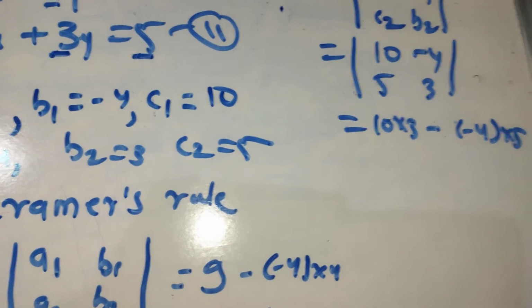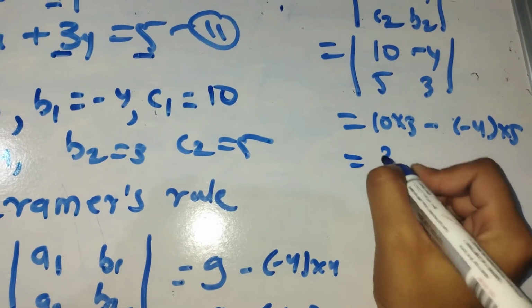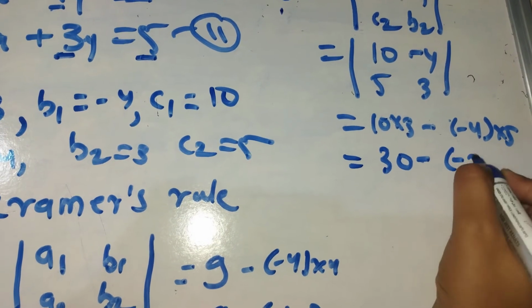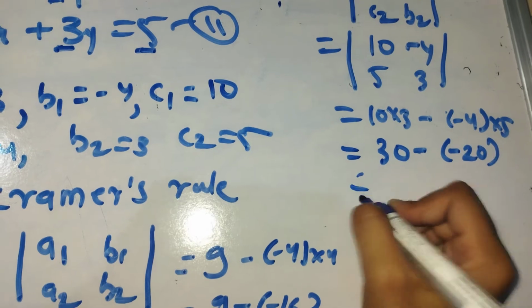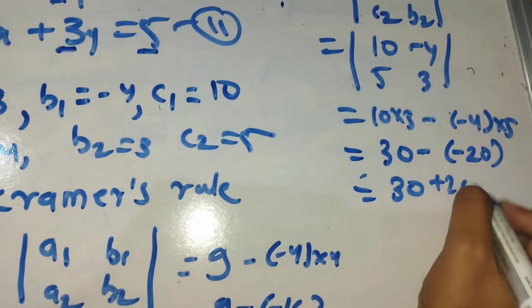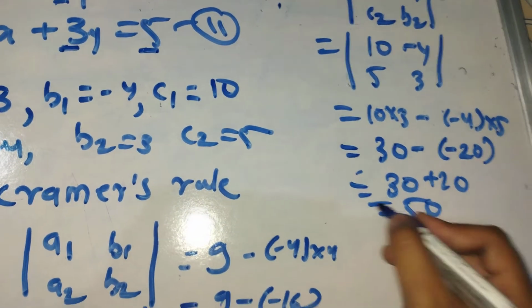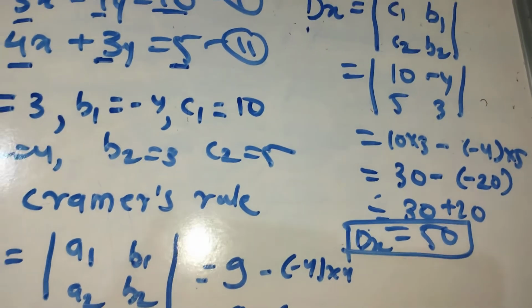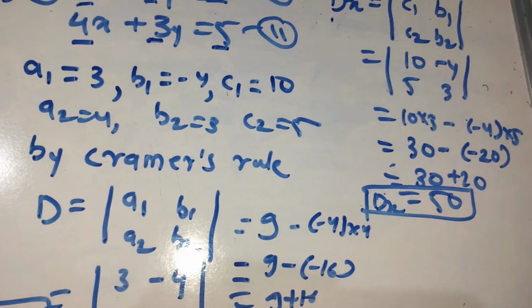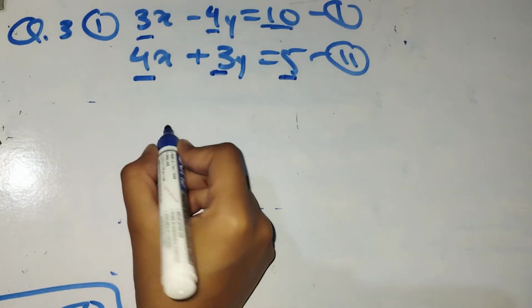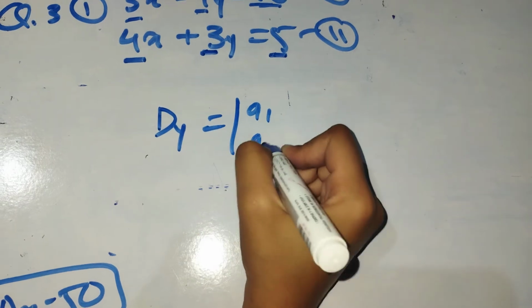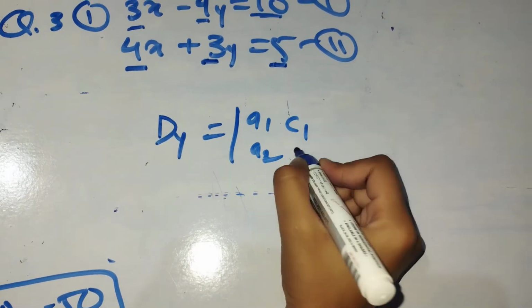So here is your 30, and minus, minus 20, and 30 plus 20 is nothing but your 50. So this is your dx value. Now we have to find the dy value. Make the first column as it is and replace your second column with the constants.